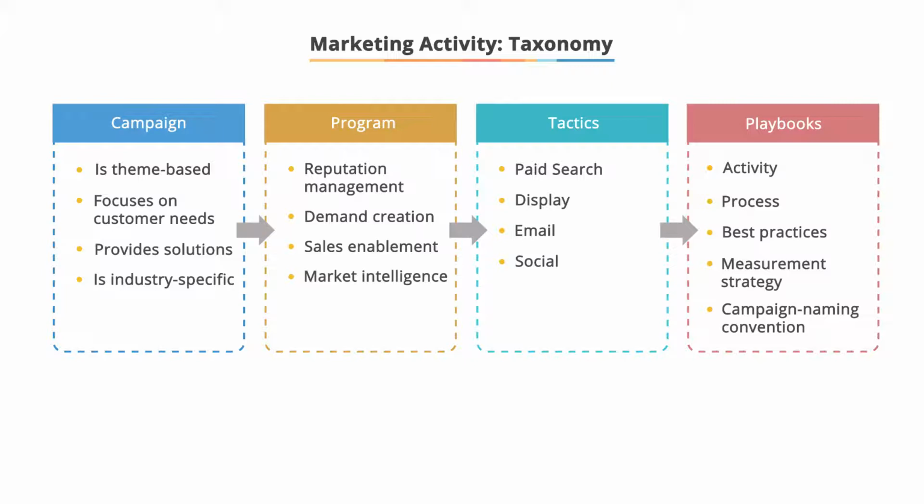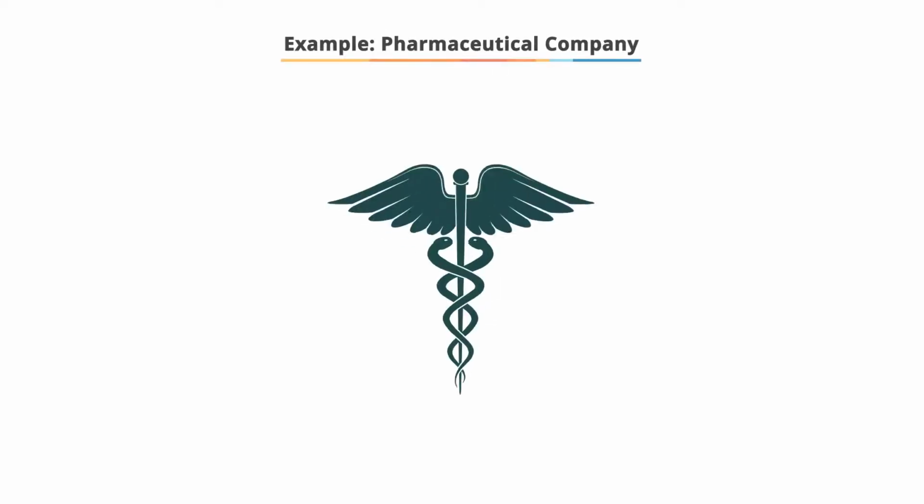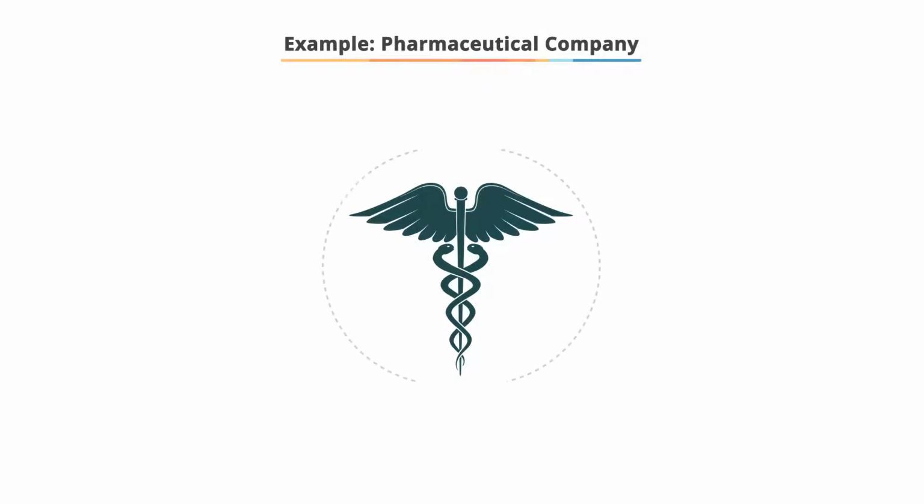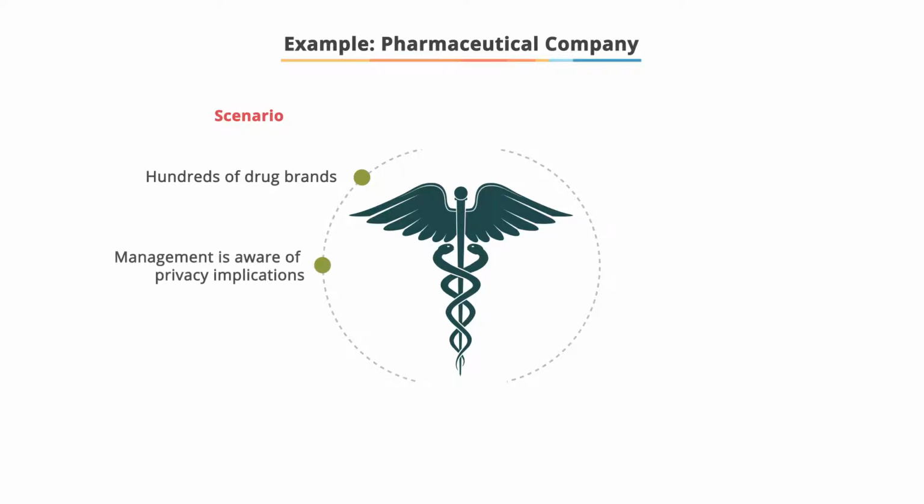So as an example, we can look at a pharmaceutical company who went through the process of establishing a center of excellence. In the case of this pharmaceutical company, a very large organization with hundreds of different brands of drugs, sometimes with different names for each specialized local market, management was also very sensitive and aware of privacy implications in this industry. In fact, local marketing teams often worked with local agencies because they knew more about the local market. And this led to potentially using different marketing technologies altogether.